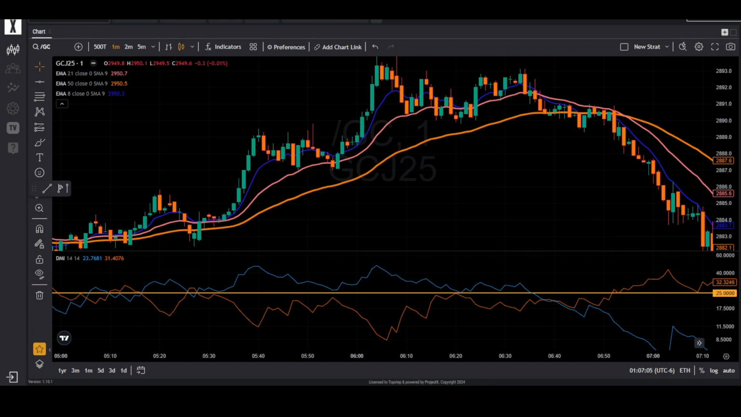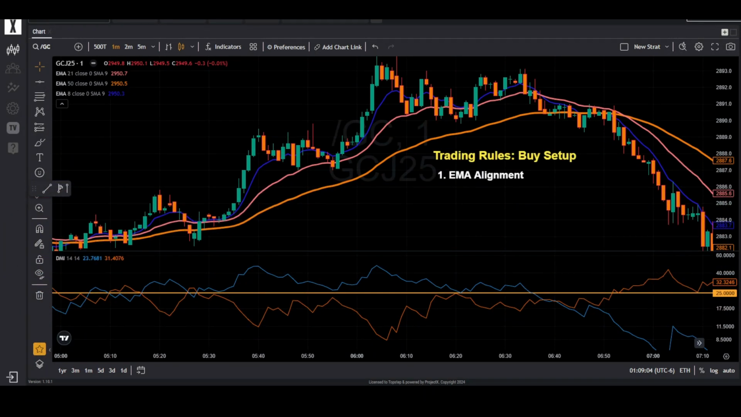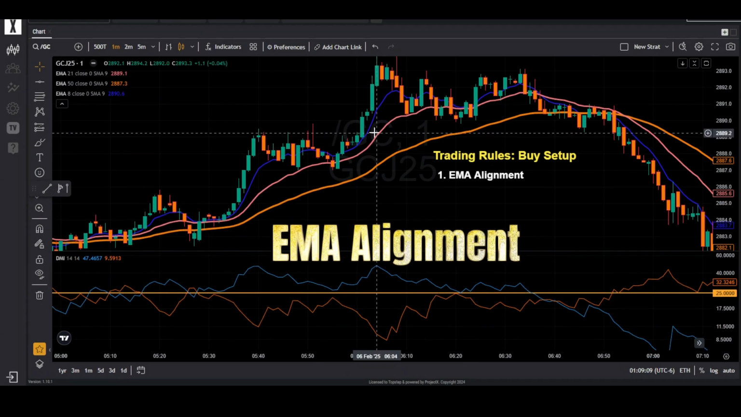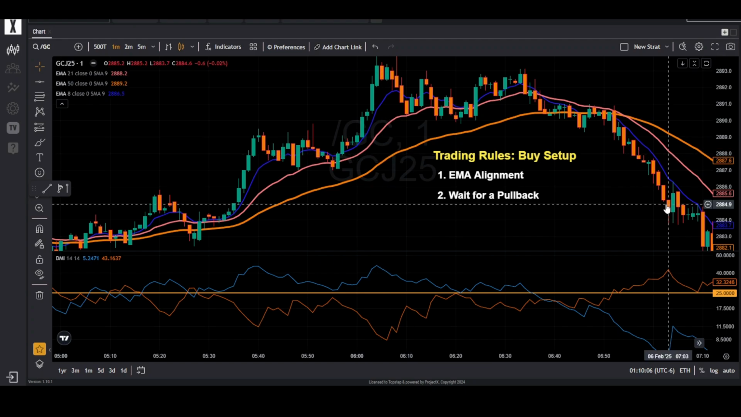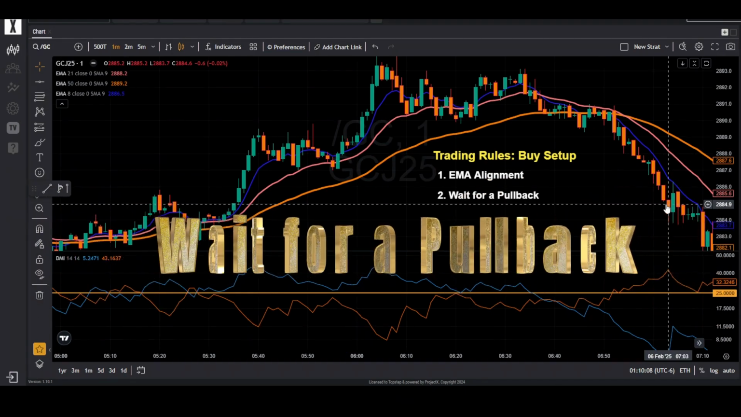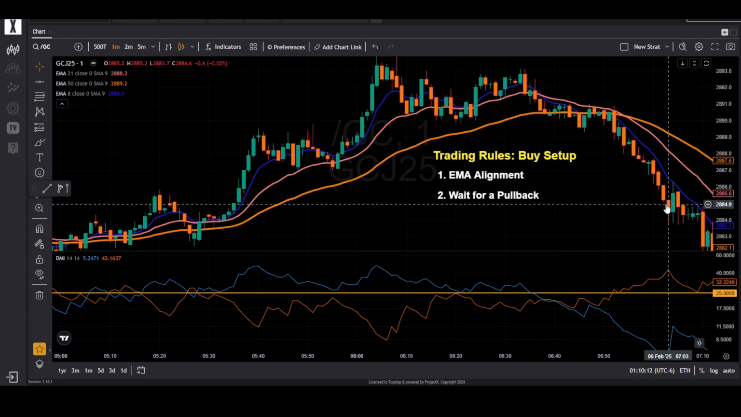Now let's go over the exact rules for entering a buy trade. First thing is EMA alignment. EMA 8 should be on top, EMA 21 should be in the middle, and EMA 50 should be at the bottom. Second item is wait for a pullback. The price must pull back between EMA 21 and EMA 50. The pullback candle can be bearish or bullish with a long wick indicating bullish pressure.